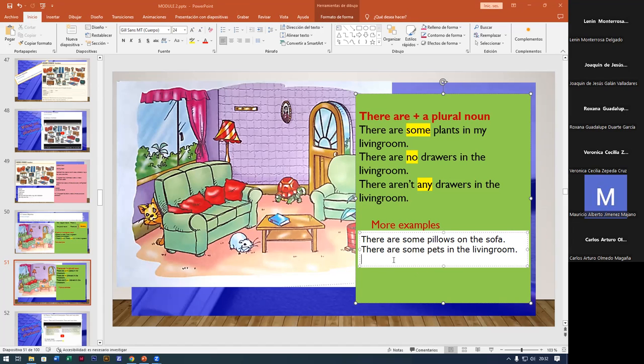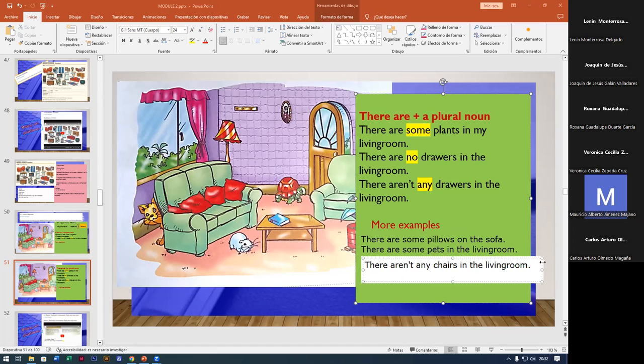Veronica Cepeda, give us another one. Now give us negative. With there are, yes. So use the plural. There aren't any chairs in the living room. Ah, that's great. There aren't any chairs in the living room. Now, as you have negative, you can put emphasis using any. That's all right. Thank you.